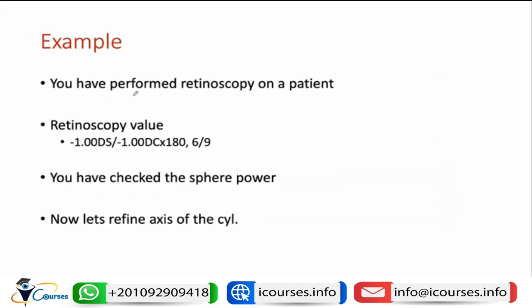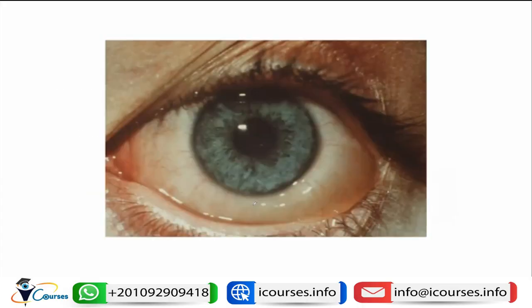We performed retinoscopy on a patient, and the retinoscopy value is 1 diopter of a sphere and 1 diopter of a cylinder, axis 180, and the patient sees 6/9. And we check the spherical power by fogging and duochrome, and now we want to check the cylindrical axis. So we would start first by the cylindrical axis, and then we'll move to the cylindrical power.